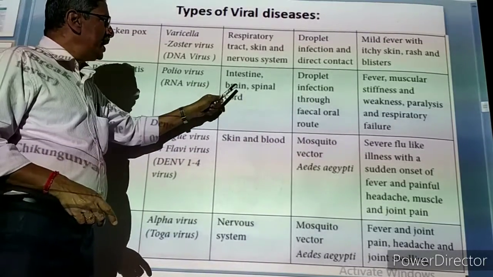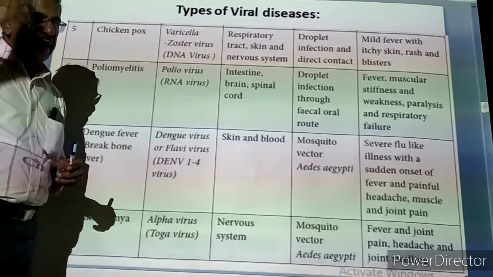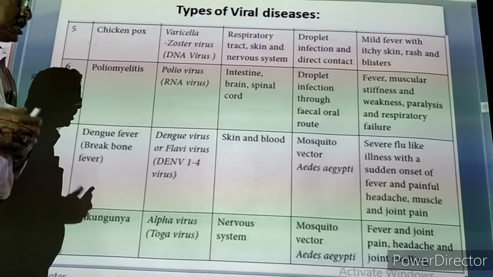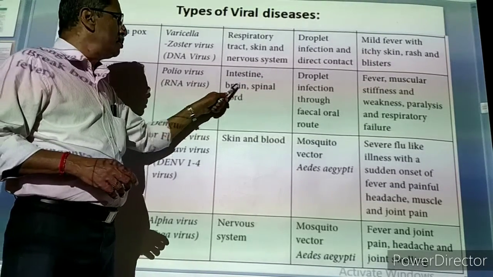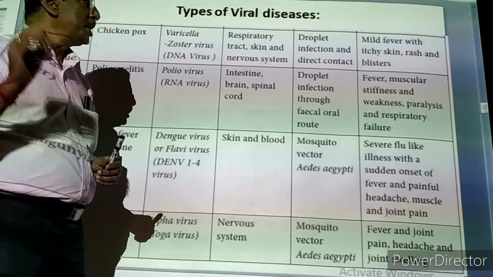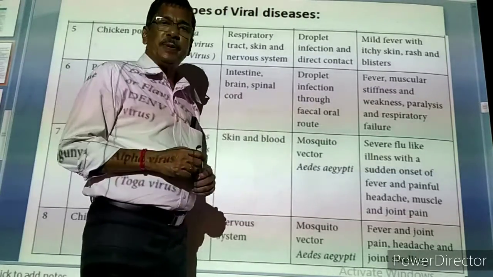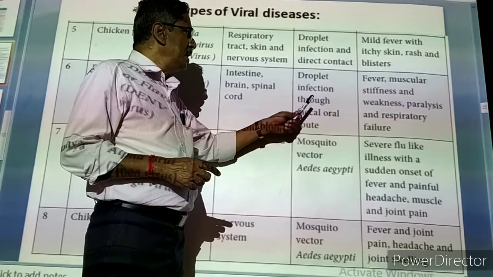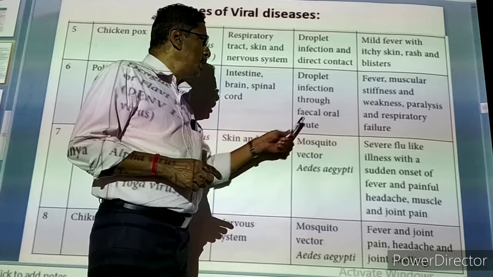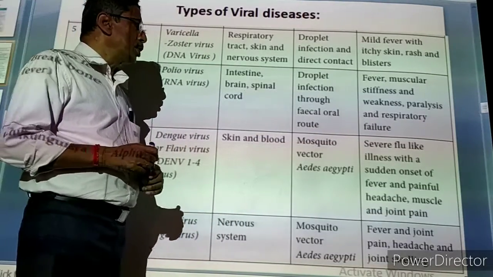It is also attacking very important places like the brain and the spinal cord. The brain is controlling all the organs. Spinal cord is also controlling all the organs. These two important organs, we are also calling brain and spinal cord as central nervous system, CNS. They are affected. Then how are they spreading? They are spreading through droplet infection and also through fecal oral route. Already we have discussed in the bacteria, fecal oral route.